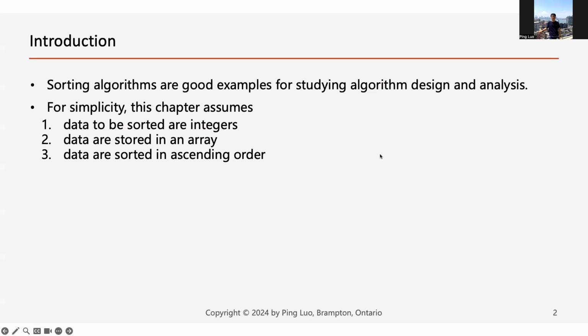And usually if the data is sorted, we can use binary search and other fast algorithms to analyze them. To make it simple, in this chapter, we assume the data to be sorted are just integers. It's easier to show as an example, but for strings or other characters, it's just the same. Also, the data is saved in an array, and it's sorted in ascending order.